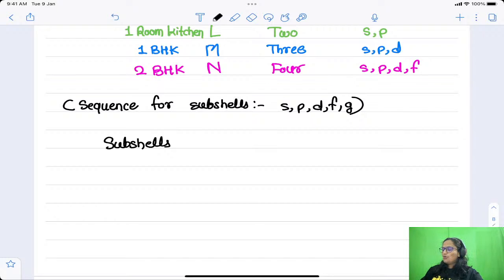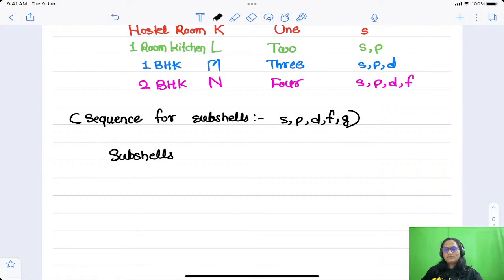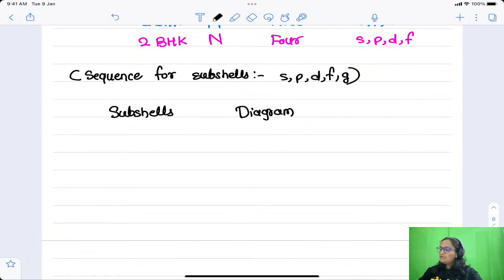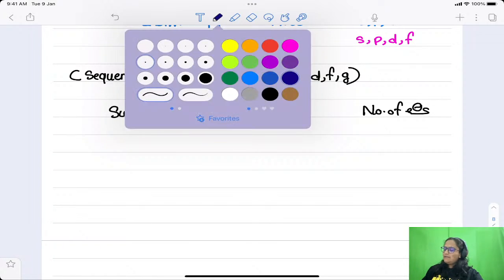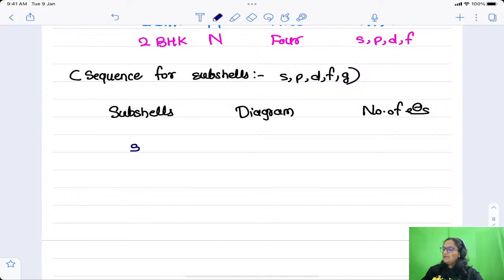So now I am going to show the diagram for the subshells, which will give you the number of electrons eventually. Let us start with the K shell, the S subshell. For the S subshell, you have to draw only one square. Always remember, in one square 2 electrons can stay, one upward, another downward.